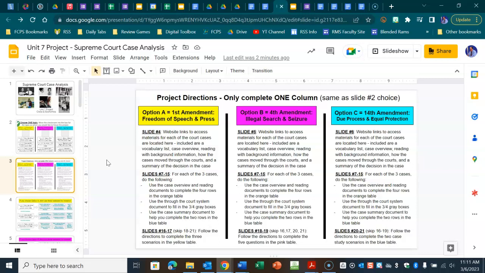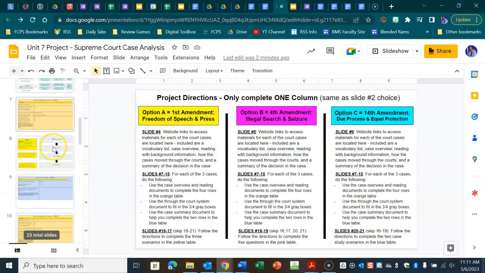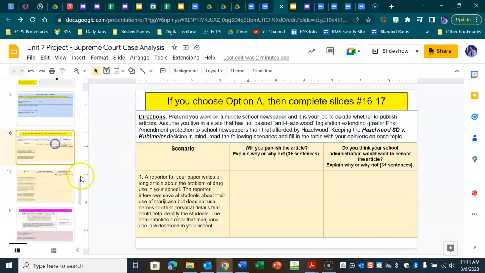All right, so everyone's doing 7 to 15. You're completing all three of your cases. And then when you get to slides 16 to 21, you're only doing 2 of those slides. So if you're doing option A, the First Amendment, you're going to go down to slide 16 once you finish your 3 cases. And you're going to do slides 16 and 17.